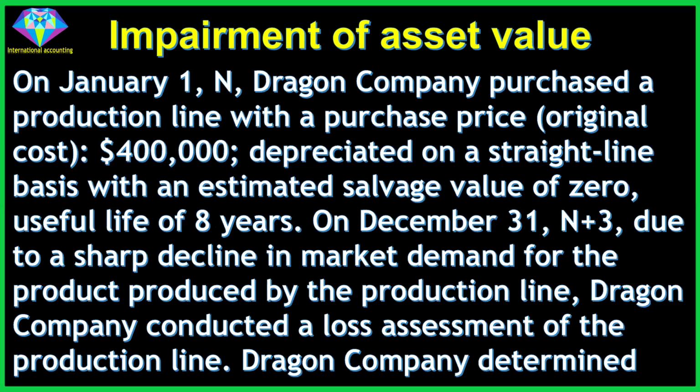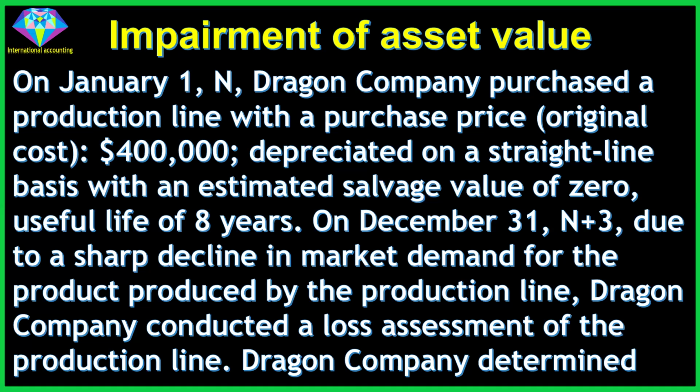Number 3. On January 1st, Dragon Company purchased a production line with a purchase price, original cost, of $400,000, depreciated on a straight-line basis with an estimated salvage value of 0. Useful life of 8 years. On December 31st, N+3, due to a sharp decline in market demand for the product produced by the production line, Dragon Company conducted an impairment assessment of the production line.